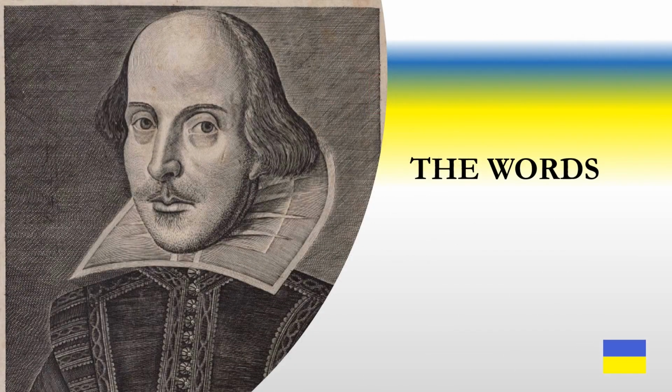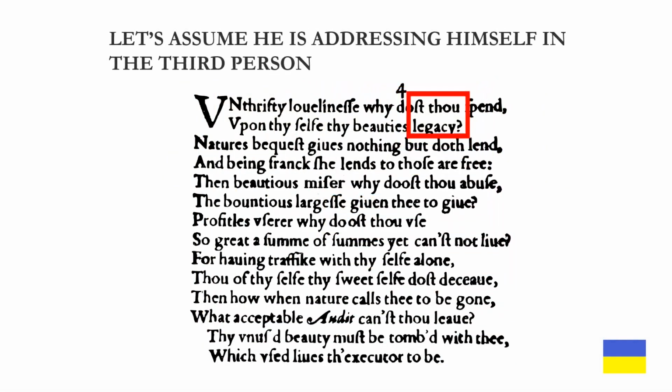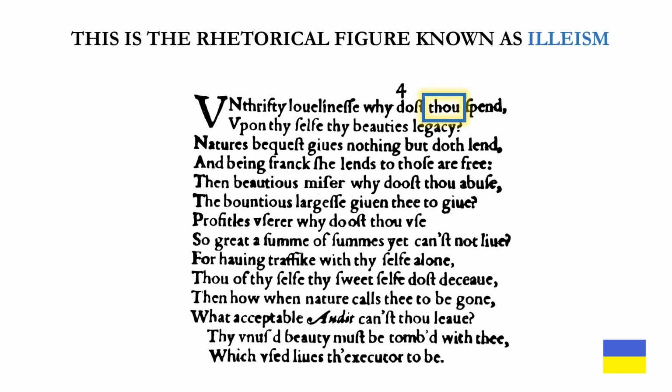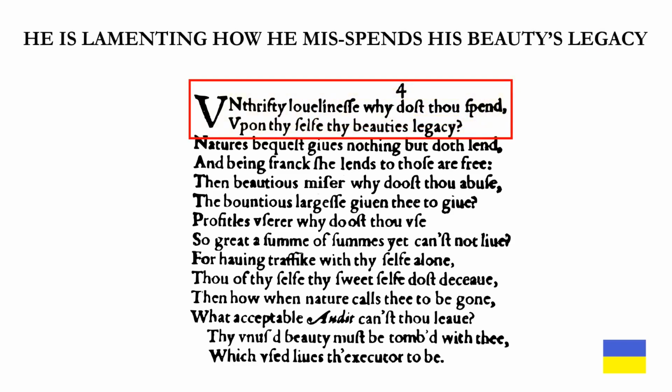Let's look at the words. Let's do another thought experiment. Let's assume he is addressing himself in the 3rd person. This is the rhetorical figure known as illeism. In the first 2 lines, we can see that he is lamenting how he misspends his beauty's legacy.